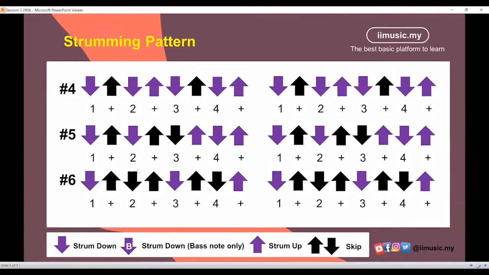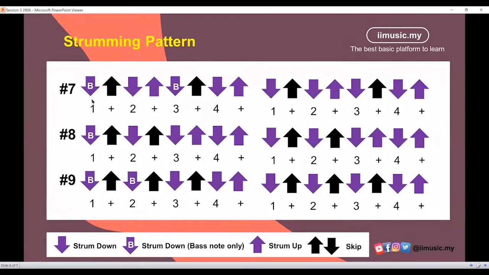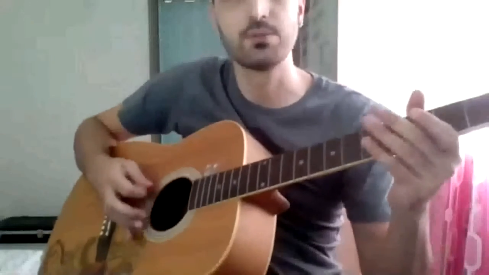Now you know which one to play and which one not to play. Which one is strumming down, which one is strumming up. And in the last slide, we have some arrows that has B on them. Here on the bottom of the page, we have the explanation of them that is saying that only bass notes. You know what it means? That we don't need to play all the strings at once. We just play bass notes like this.